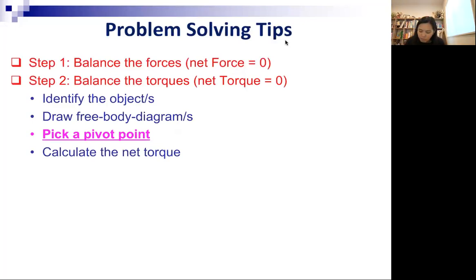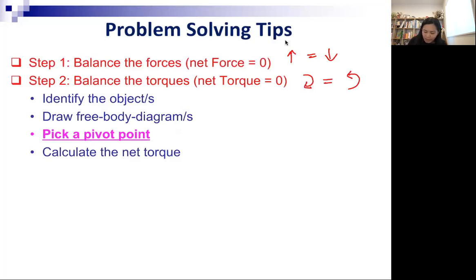Net force equal to 0 means upward force is equal to downward force. Balancing out the torque so that the net torque is 0 means anti-clockwise torque should be equal to clockwise torque, because we know clockwise torque is negative torque and anti-clockwise torque is positive torque, so they sort of cancel each other out.